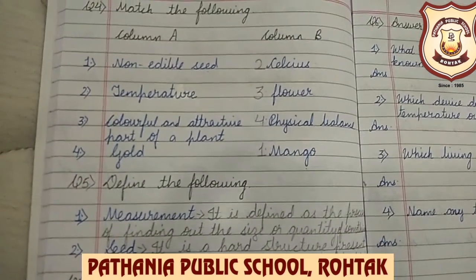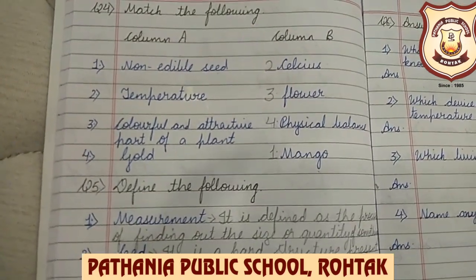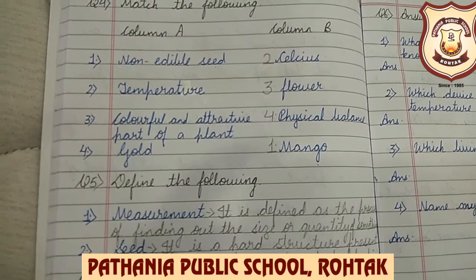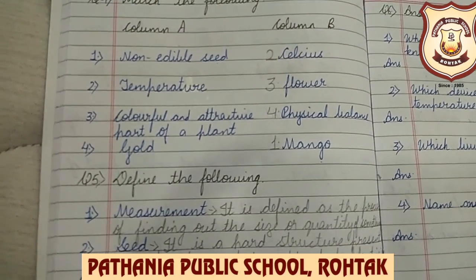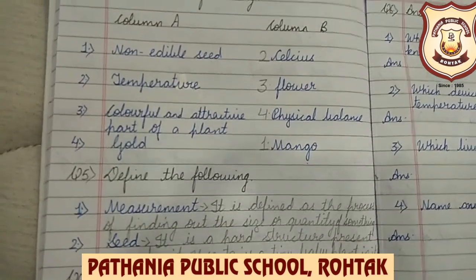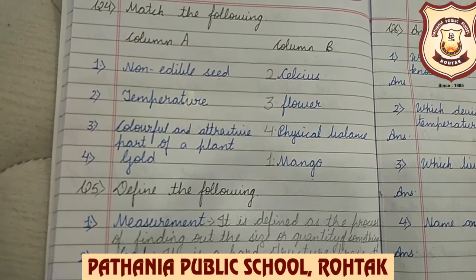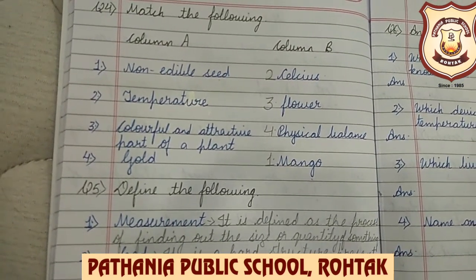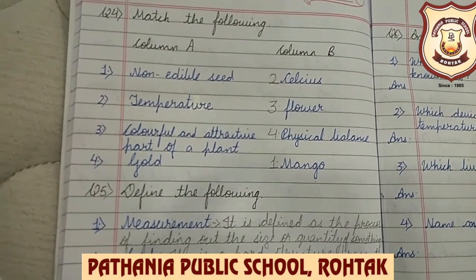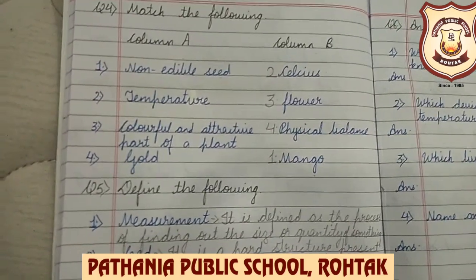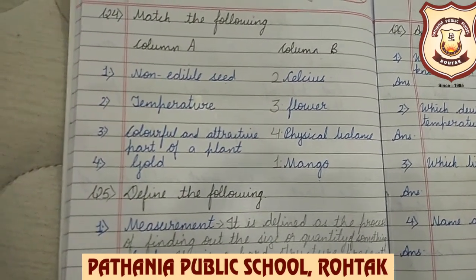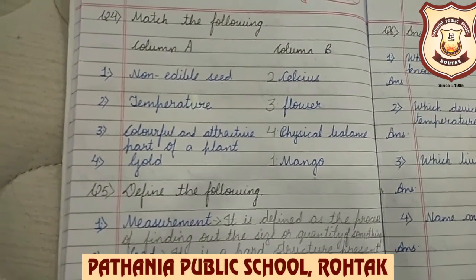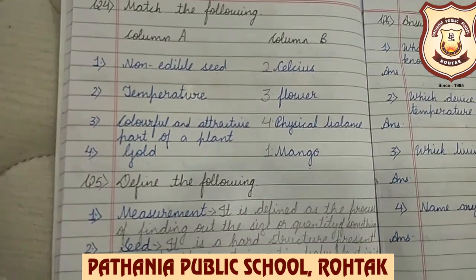Now beta, your fifth question is define the following. See, two words are given to you. You need to define them. First is measurement. Now what is measurement? So yes, it is defined as the process of finding out the size or quantity of something. Whenever we identify the size and quantity of something, that process is known as measurement.